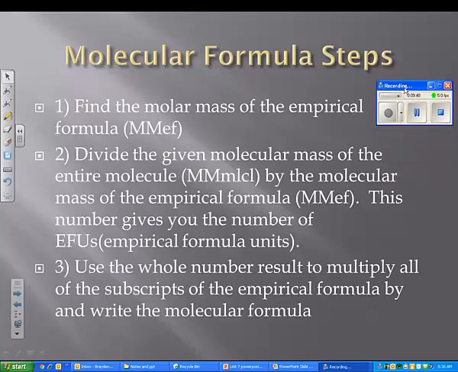Step 2, divide the molecular mass, that's always going to be given in the question, by the entire molecule. So molar mass of the molecule by the molar mass of the empirical formula. This number will give you your EFUs, which are called empirical formula units, and that will give you a single whole number. You multiply all the subscripts inside of the empirical formula by your EFUs to get your new subscripts. It sounds like a lot of work, but that part's actually easy.